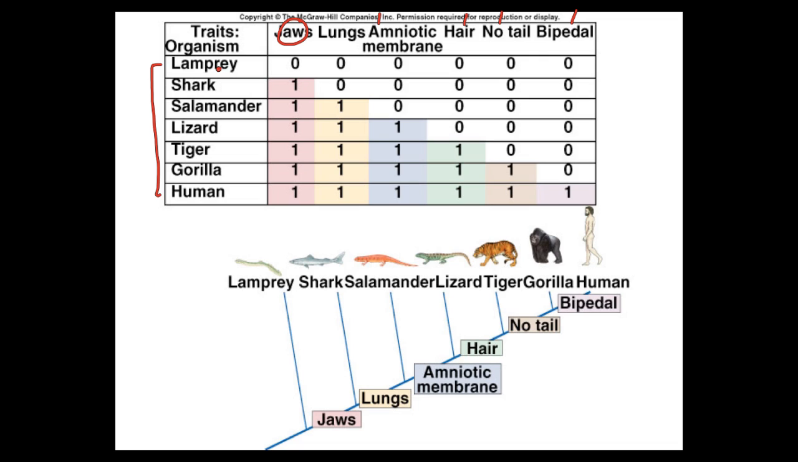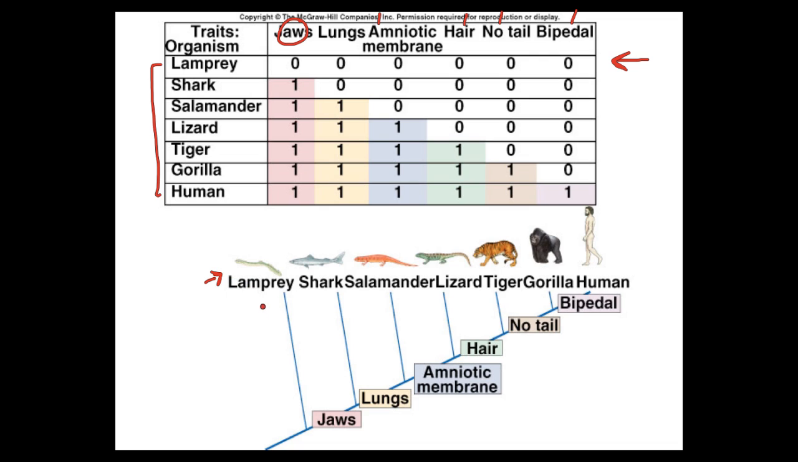Now you can see our lamprey right here. It's got zeros all the way across. So 1 means that the characteristic is present in that group of organisms. 0 means that it is not. So lamprey, you can see that it does not have any of the characteristics that we are studying. So this means that the lamprey is our out group. It is all the way down here as our most primitive organism.